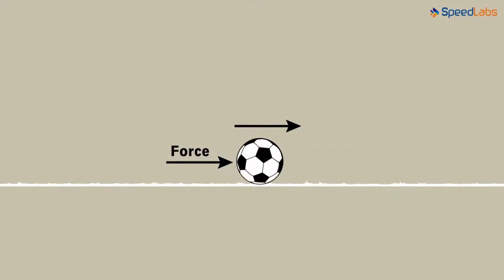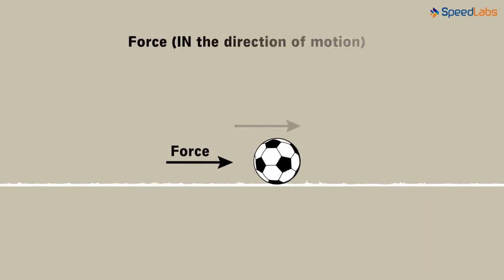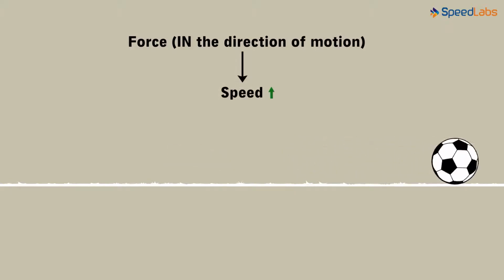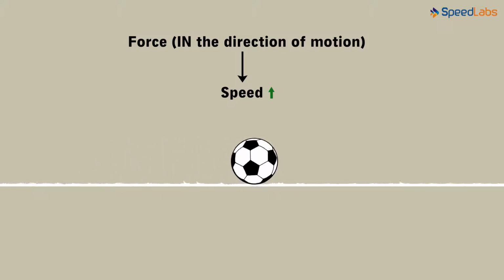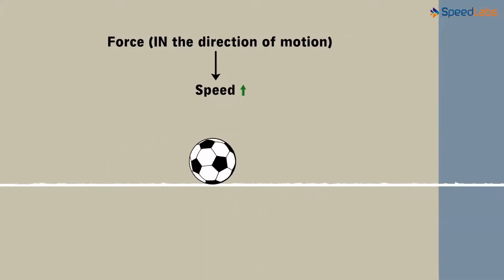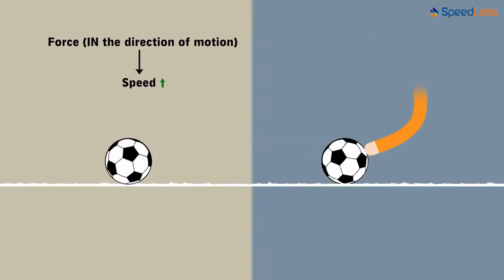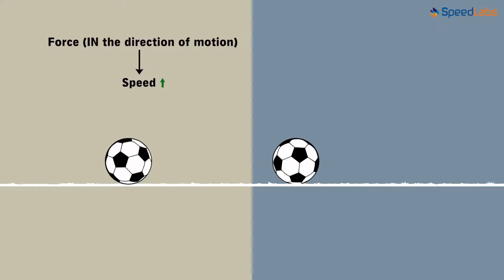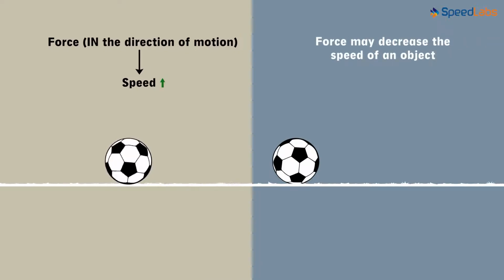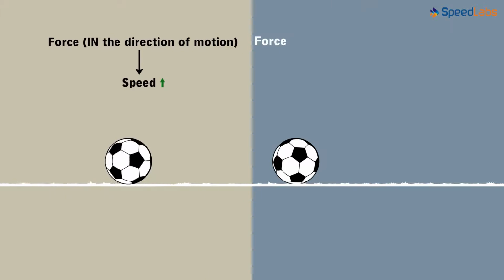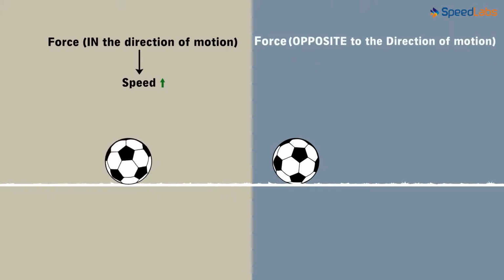In the first case, we were applying the force on the ball in the same direction as the motion of the ball. This force increased the speed of the ball. If the force applied on the object is in the direction of its motion, the speed of the object increases. In the second case, we were applying the force on the ball in a direction opposite to the motion of the ball. This force decreased the speed of the ball. If the force is applied in the direction opposite to the direction of motion, then it results in a decrease in the speed of the object. In fact, it not only decreased its speed, it also changed its direction.